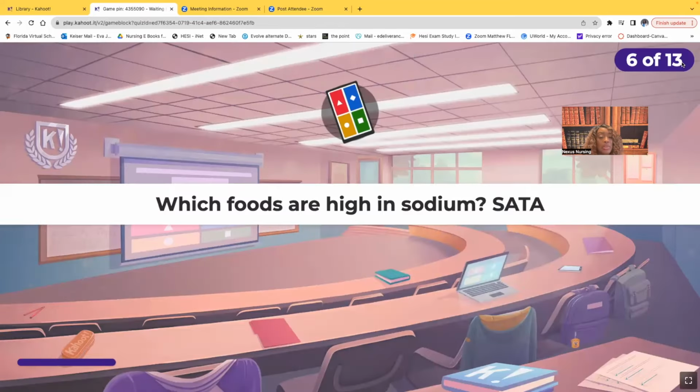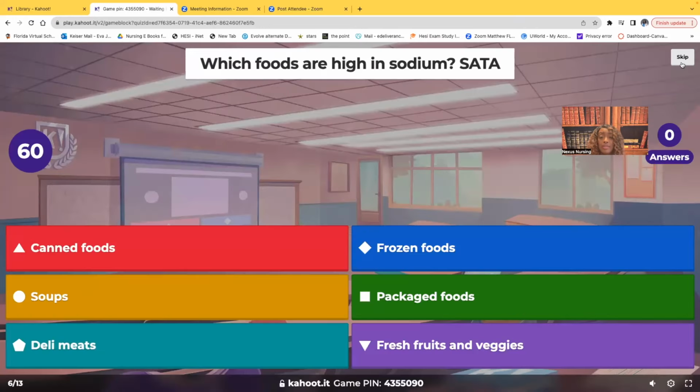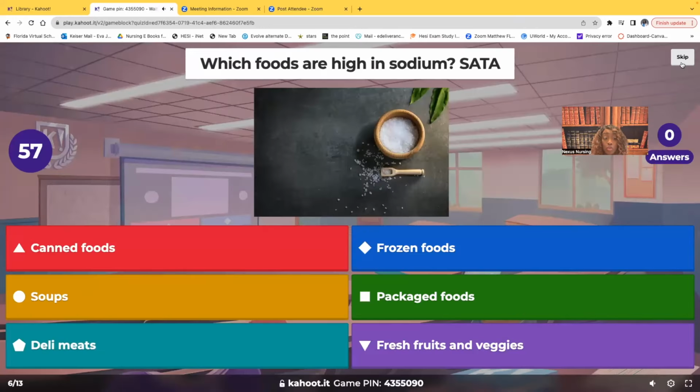All right, select all that apply. Which foods are high in sodium? Select all that apply, and I'm telling you right now, it's more than one. Here are your choices. We got canned foods, frozen foods, soups, packaged foods, deli meats, fresh fruits and vegetables. Remember, your normal range for sodium is 135 to 145. That is the therapeutic range.